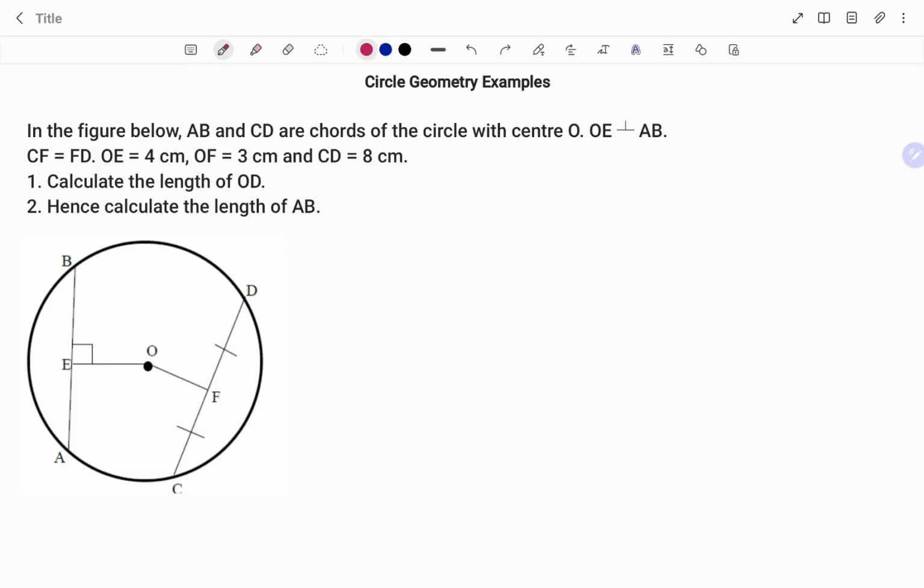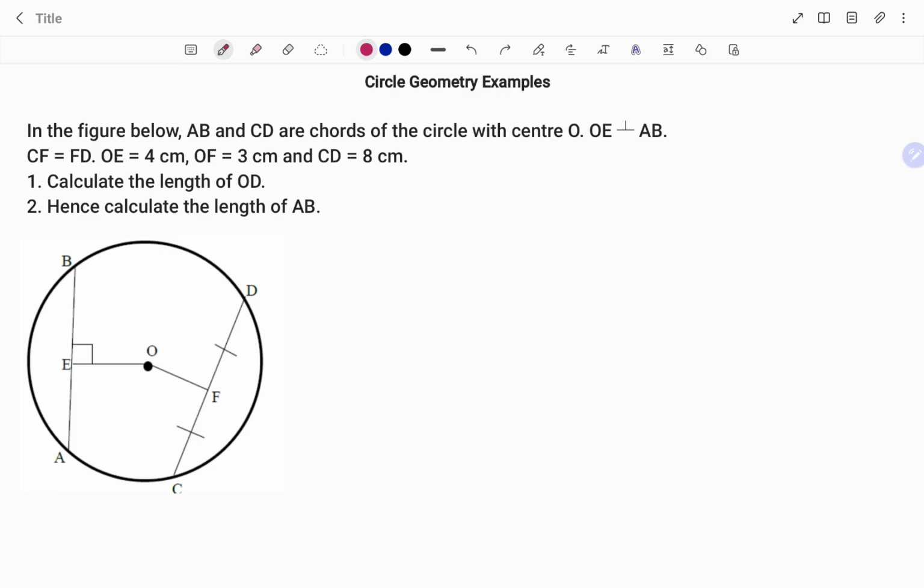In the first example, we have in the figure below, the lines AB and CD are chords of the circle with center O. OE is perpendicular to the line AB. CF is equal to FD. If OE is 4 centimeters, OF 3 centimeters, and CD equals 8 centimeters, 1. Calculate the length of OD, and 2. Hence, calculate the length of AB.